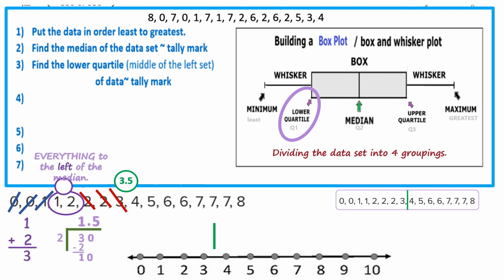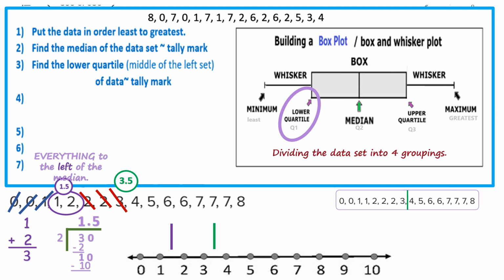So, as it says at the end of step 3, we're going to make a tally mark. So I'm going to make a tally mark up above the number line to indicate where my lower quartile would be. My lower quartile is 1.5, so it's going to be right between the 1 and the 2. So I've made my second line of my box plot.